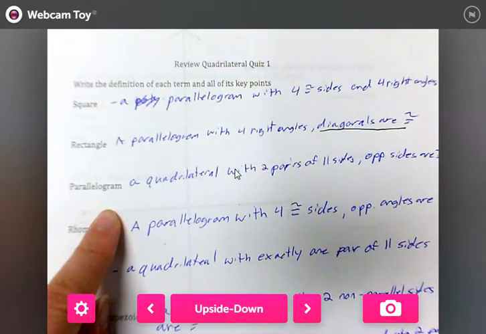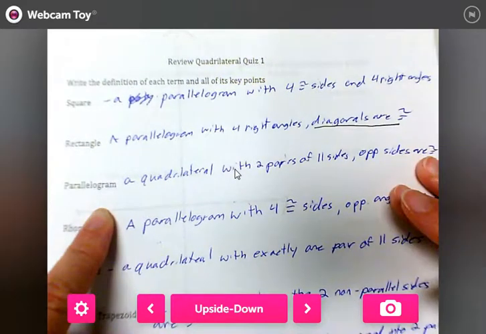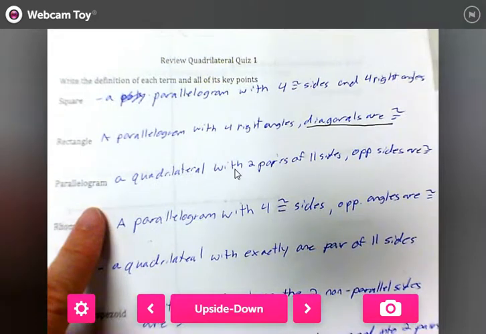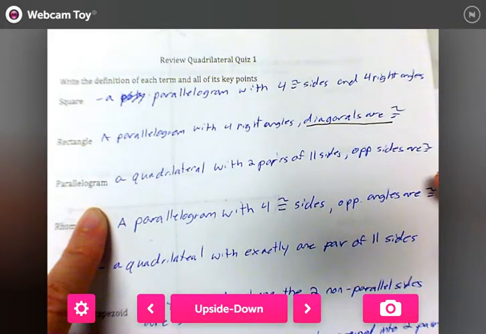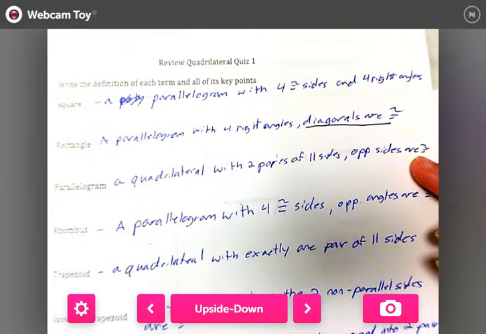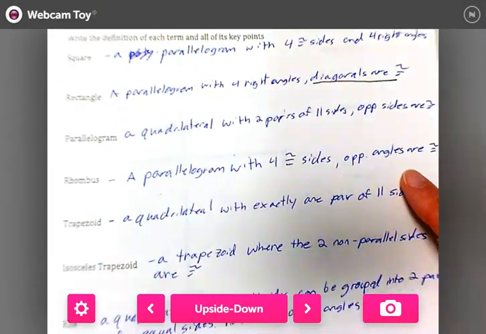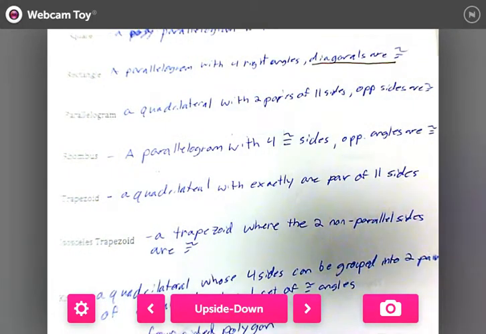A parallelogram is a quadrilateral with 2 pairs of parallel sides and opposite sides are congruent. Opposite sides are congruent. Let's move this. Okay. A rhombus is a parallelogram with 4 congruent sides and opposite angles are congruent.